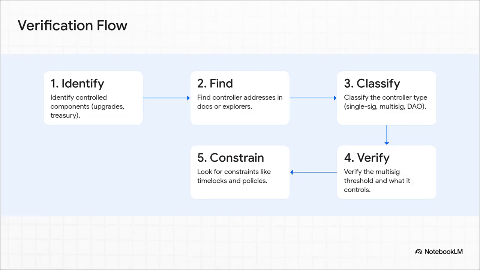Step 1, you've got to identify the critical components. Ask yourself, what can actually be changed here? Look for things like upgrades and treasury control.